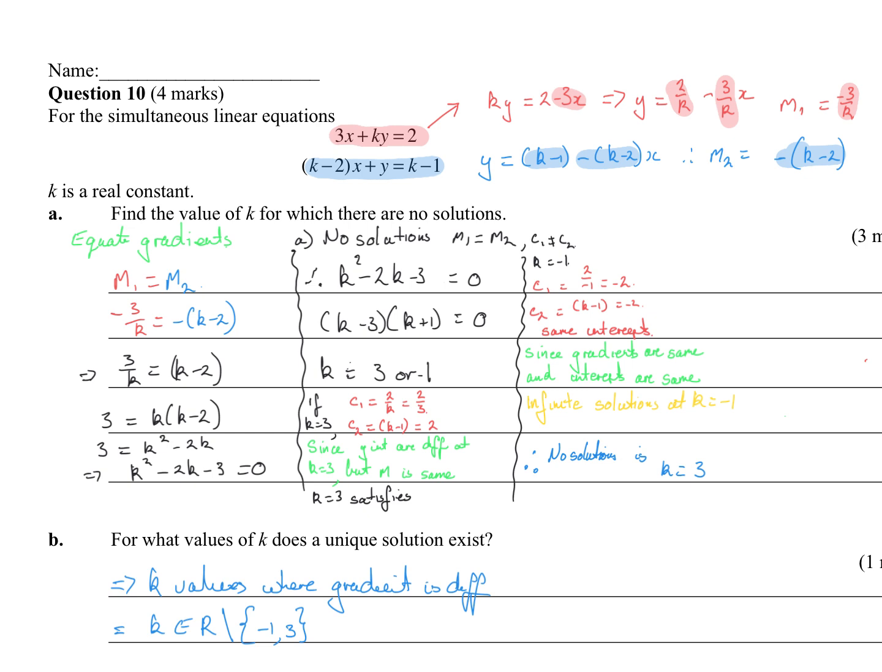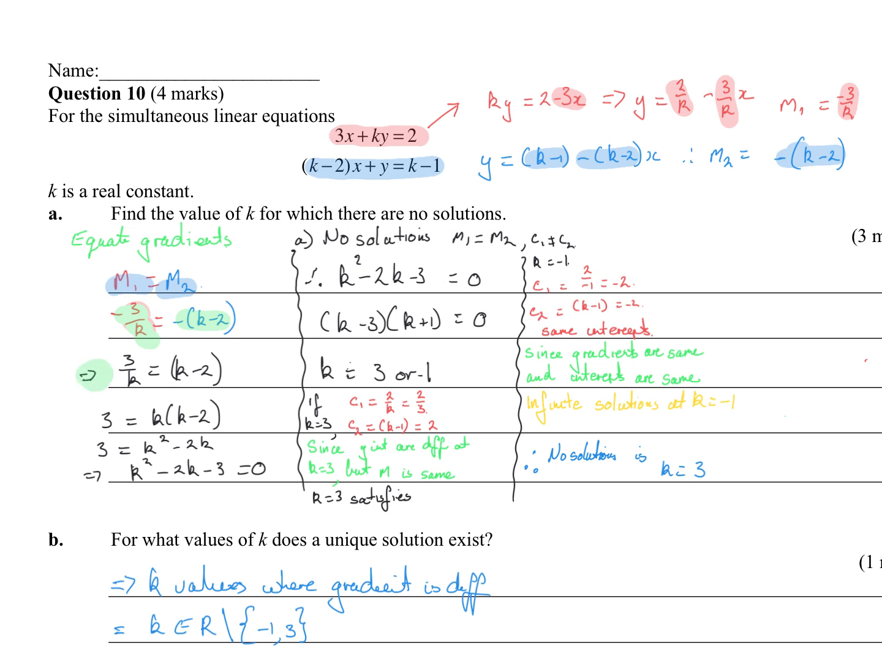So when we want to find our unique and no solutions, we want to compare the gradients. So we want to compare M1 equal to M2. Where the gradients are equal, we know the lines are parallel, or possibly it's the same line. So if I solve -3 on K equal to -K on 2, and I'll do that in green, first thing I'm going to do is cross off the negative signs.